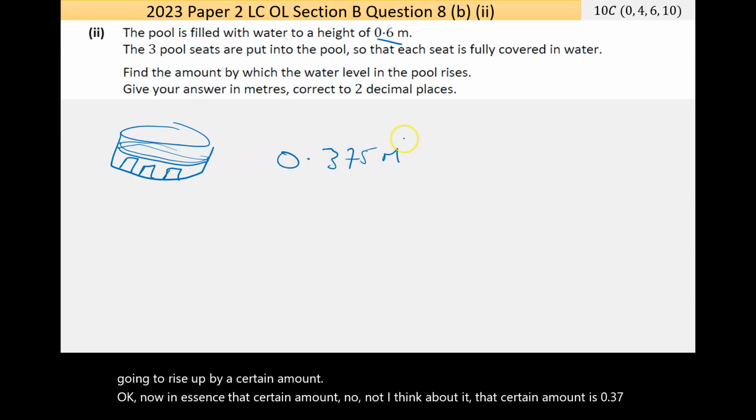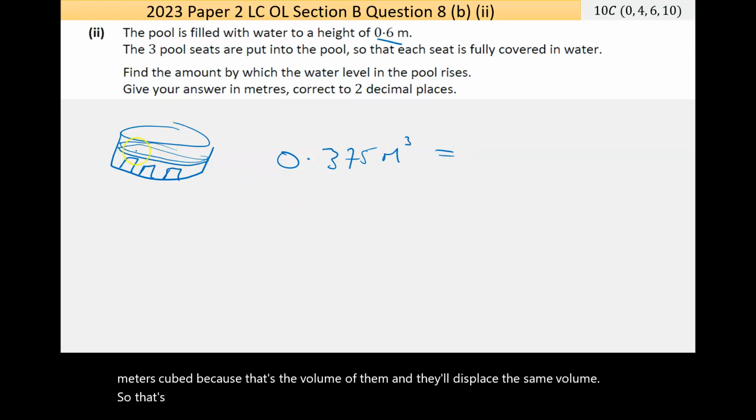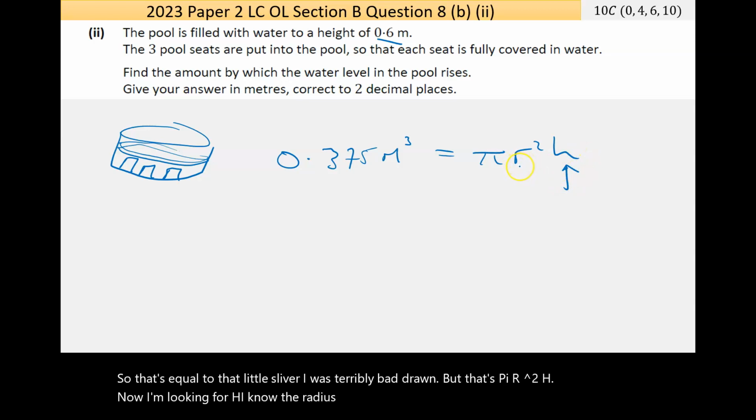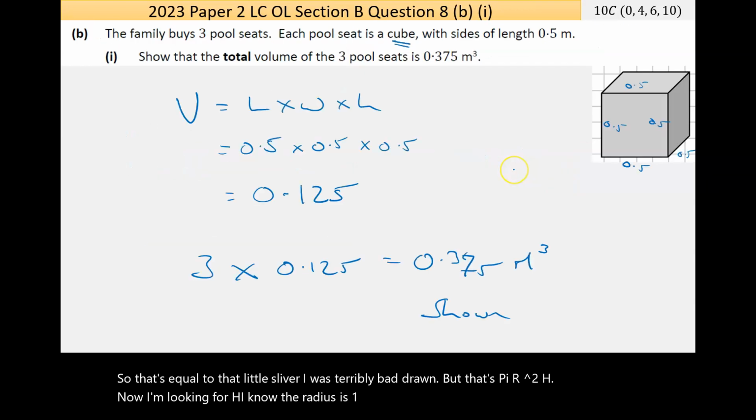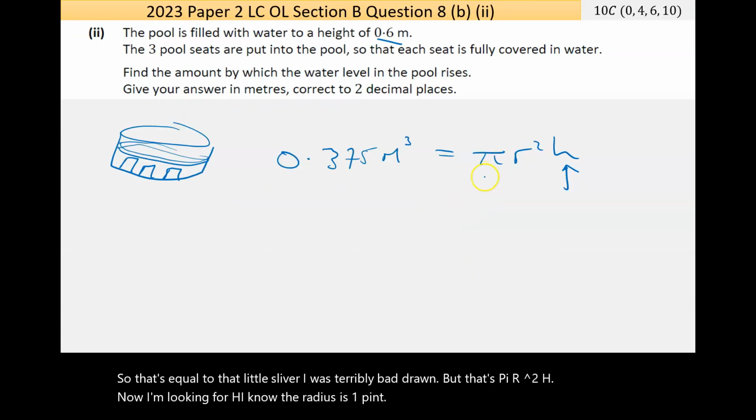0.375 meters cubed, because that's the volume of them, and they'll displace the same volume. So that's equal to that little sliver. I know it's terribly bad drawn, but that's pi r squared h. Now, I'm looking for h. I know the radius is 1 point, what was the radius again? 1.2, okay? I know pi is pi.